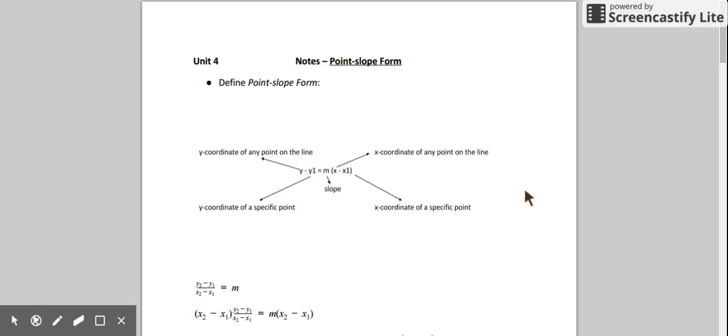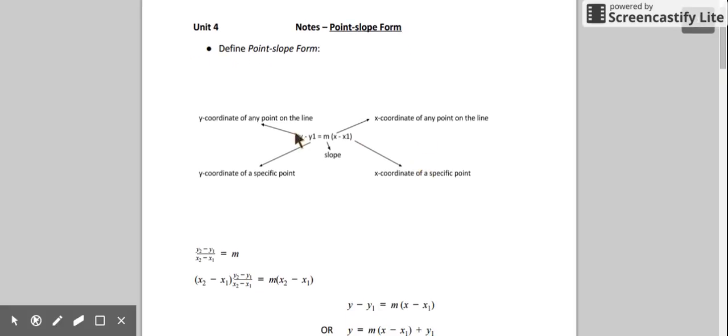In this video, I'm going to be describing what point-slope form is and how we can use it. Point-slope form looks like this. There's actually two different ways we could write it, but this is the most general form of the point-slope form.